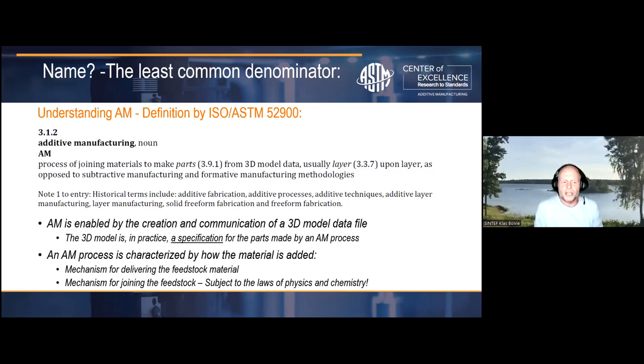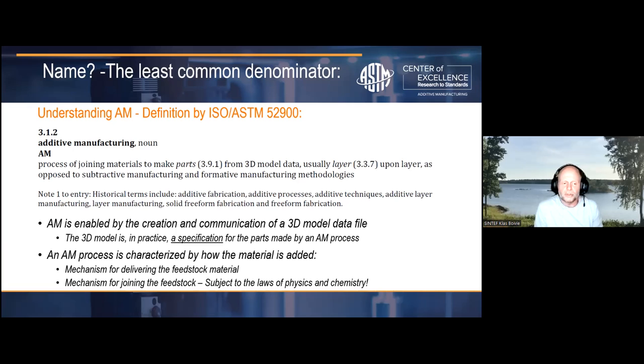This actually gave you a lot of useful information. AM is enabled by the creation and communication of a 3D model data file. This means that the 3D model is in practice a specification of the parts that are going to be made by the AM process.